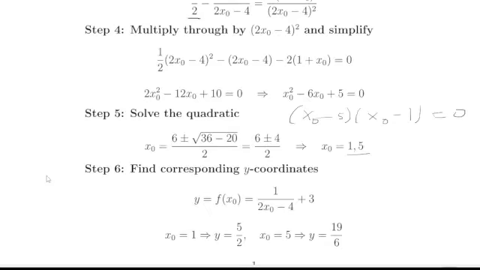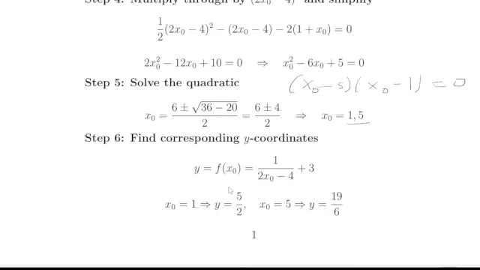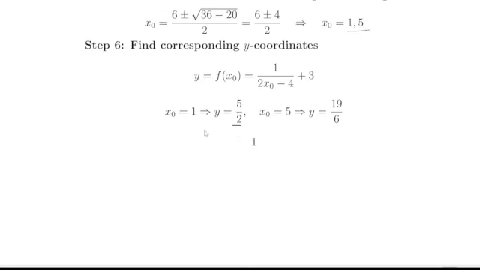So then the point that we get is, well, to find the correct y value, we go back to the original f of x0. We'll plug in x0 is 1 in here. So we have 1 over 2 minus 4 plus 3, which is 5/2. Plug in x0 equals 5, and get 19 over 6. So the 2 points then are (1, 5/2) and (5, 19/6). And that's going to be the final answer.